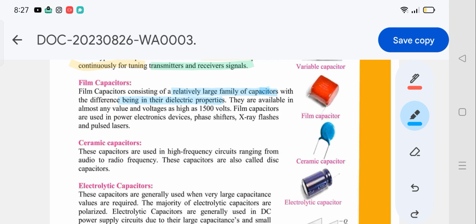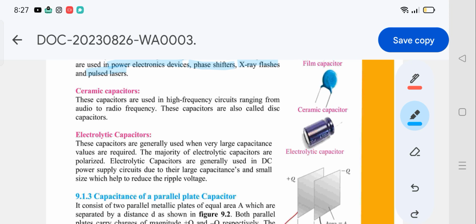So they are available in almost any value and voltage as high as 1500 volts. So you need to learn this as well, as high as 1500 volts. Film capacitors are used in power electronics. They are used in power electronics, phase shifters, X-ray flashes, and pulsed lasers, right?